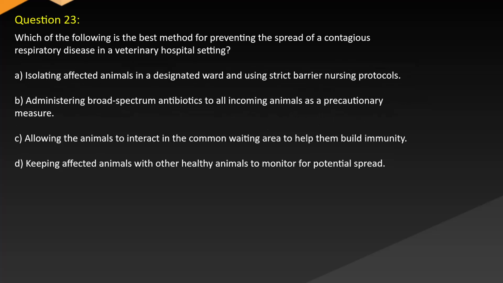Question 23. Which of the following is the best method for preventing the spread of a contagious respiratory disease in a veterinary hospital setting? A. Isolating affected animals in a designated ward and using strict barrier nursing protocols. B. Administering broad-spectrum antibiotics to all incoming animals as a precautionary measure. C. Allowing the animals to interact in the common waiting area to help them build immunity. D. Keeping affected animals with other healthy animals to monitor for potential spread.